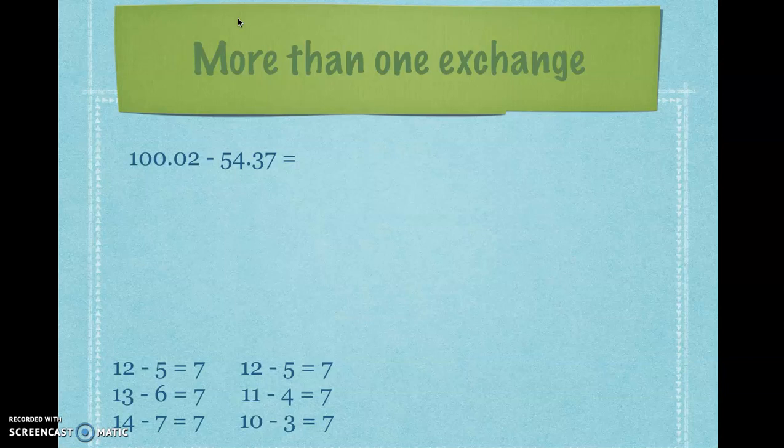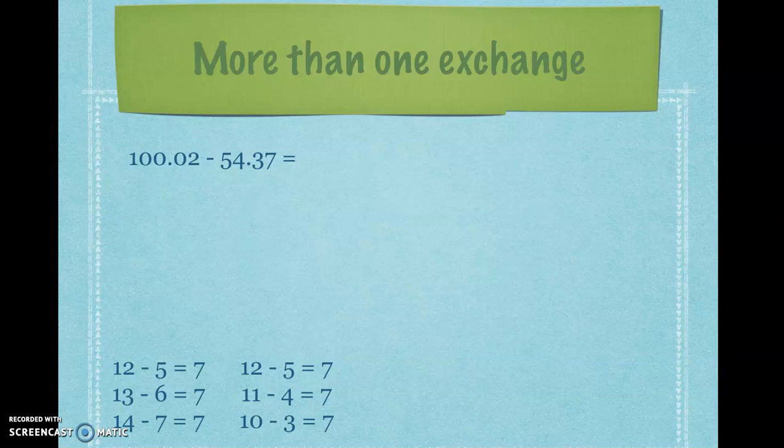So here, if we were writing it down, you would have to exchange 1, 2, 3, 4 times, because if we look in our tens column, the 0 is smaller than the 5. If I look in my ones column, the 0 is less than the 4. If I look in my tenths column, the 0 is less than 3. And if I look in my hundredths column, the 2 is less than the 7. So I'd have to exchange 4 times. And that could lead to lots of areas where I could do incorrect working.